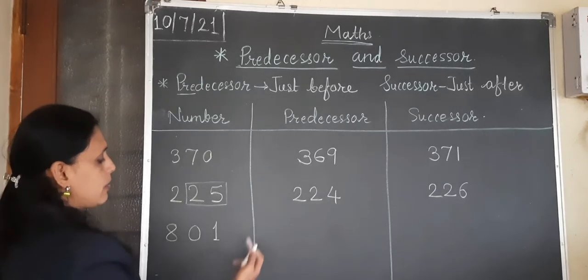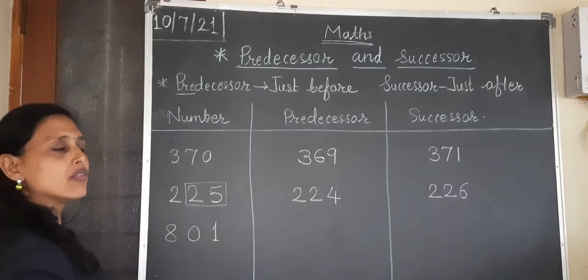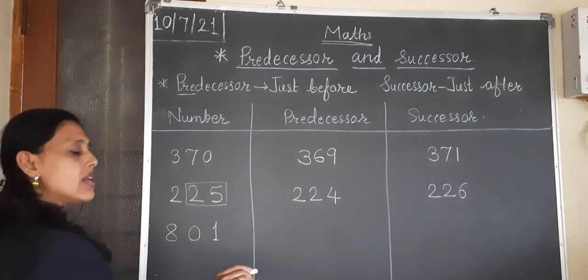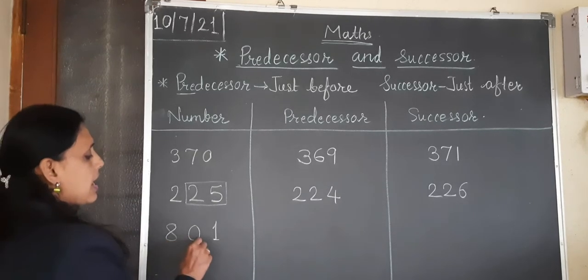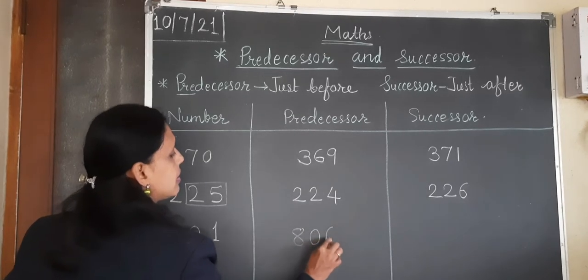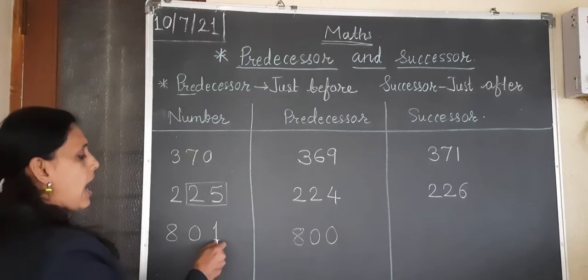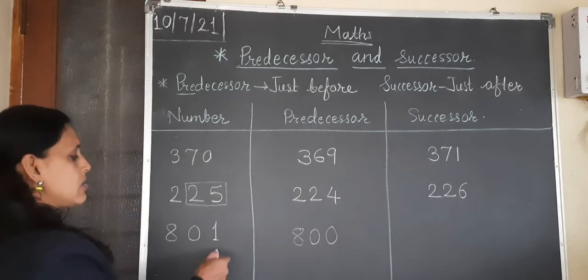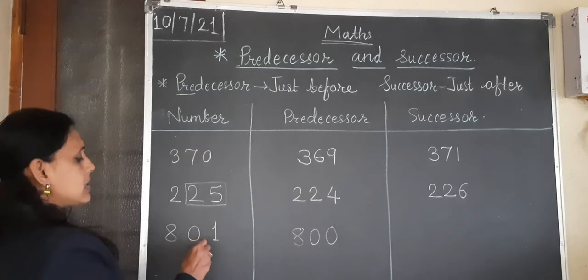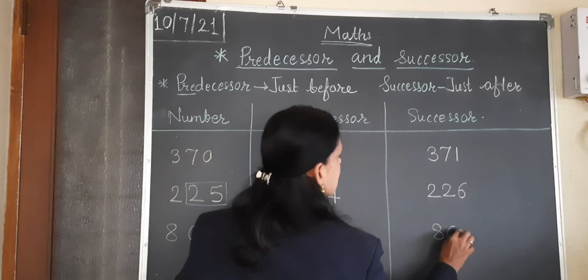Listen here, 801. While finding out the predecessor, make one number less from the one's column. So 1 minus 1, there comes 0, and 800 is your predecessor. And for finding the successor, add one number to this one. So 1 and 1, there comes 2. So 802 is your successor.